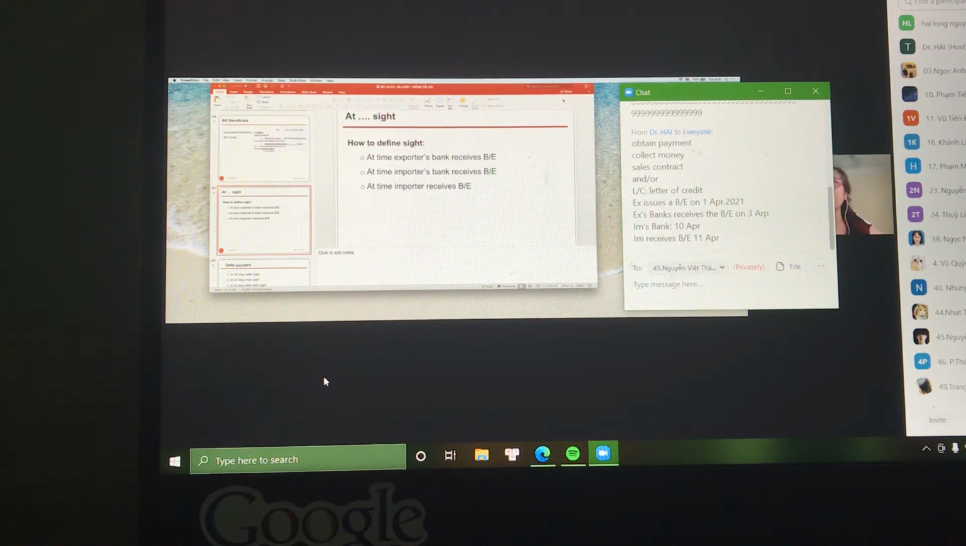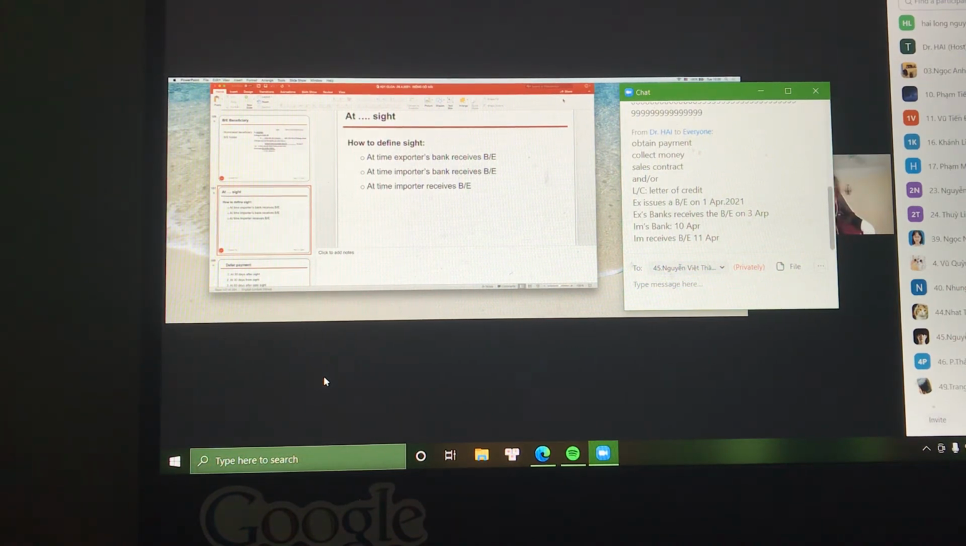Now, which one is sight time? Which one is sight time? On 1st or 3rd or 10 or 11? You have 4 different days. It is very important for us to know sight time, because if you calculate from 1st, it will be different from 3rd, and very different from 10 or from 11.